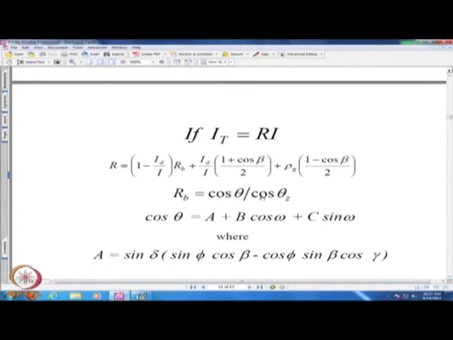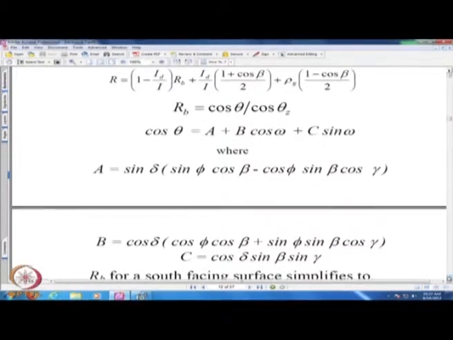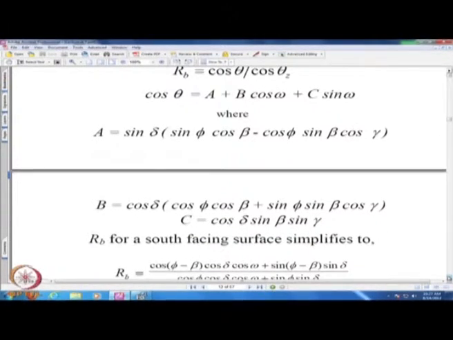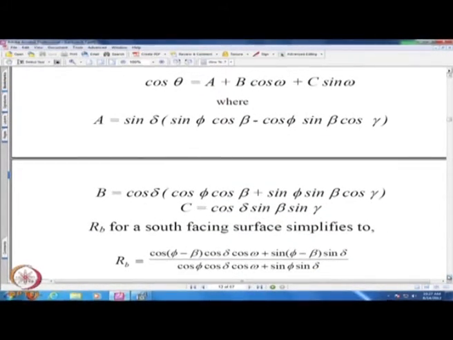Now, this R b is nothing but the ratio of the cosine of the angle of incidence to the cosine of the zenith angle. From simple geometry you can get it, where of course, again I repeated this equation, cos theta is a plus b cos omega plus c sin omega, where the constants a, b and c have been defined, and the factor for a south facing surface simplifies to simply cos(phi minus beta) cos delta cos omega plus sin(phi minus beta) sin delta upon the corresponding zenith angle cosine.